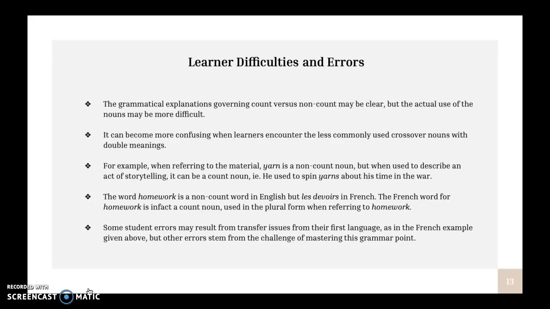The word homework is a non-count word in English, but in French, it is used in the plural form. So when you are referring to homework in French, it is plural, and it can be count. Some student errors may result from transfer issues from their first language, as in the French example given above. But other errors stem from the challenge of mastering this grammar point. Let's discuss.